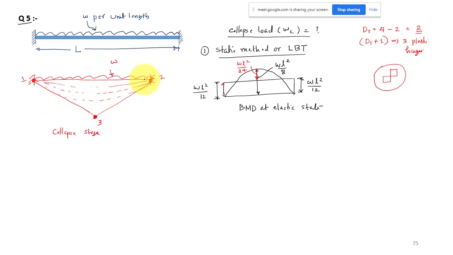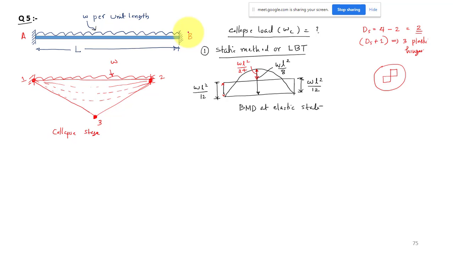Initially we have some loading, and then we keep increasing the loading, and first the plastic hinge will form wherever your moment is maximum. In this beam, your moment is maximum at the two fixed supports. So the first two hinges will form simultaneously at the two fixed supports A and B. But with these two hinges, your structure will not collapse.